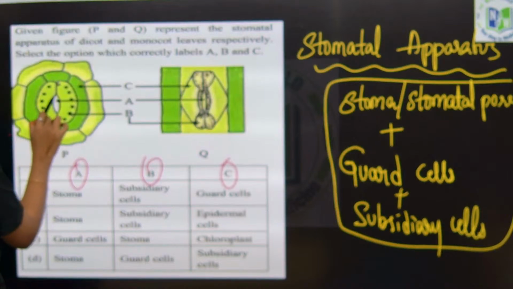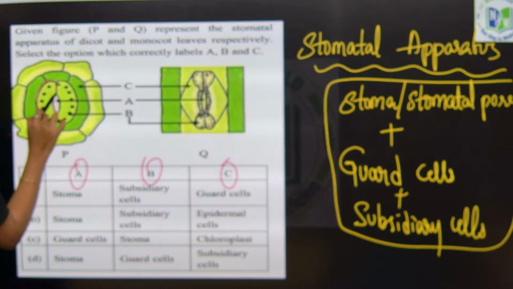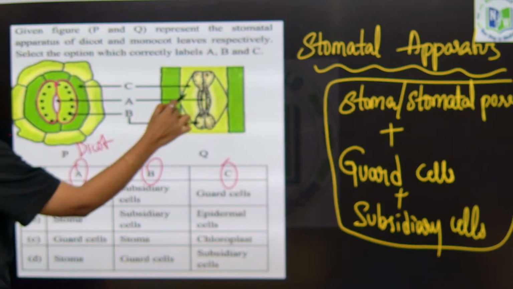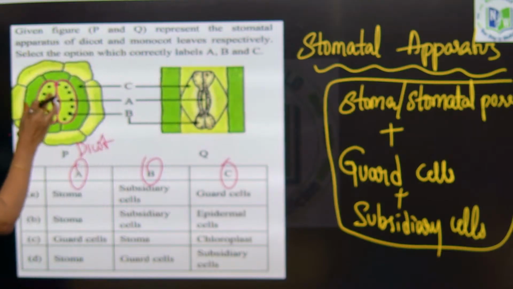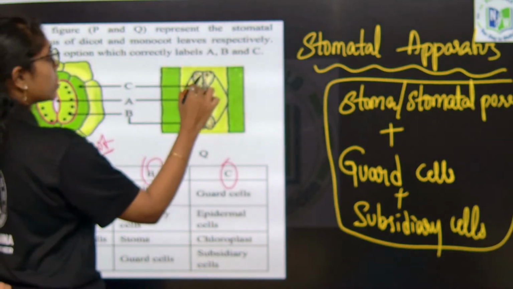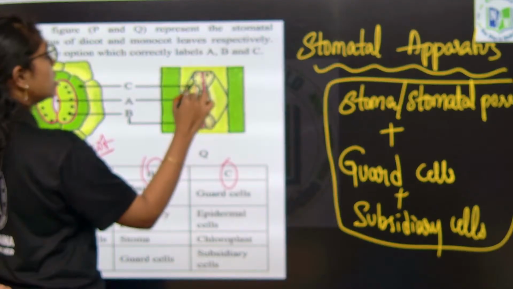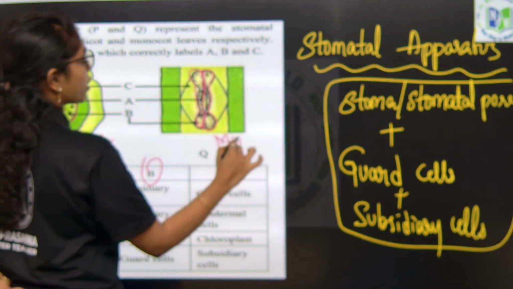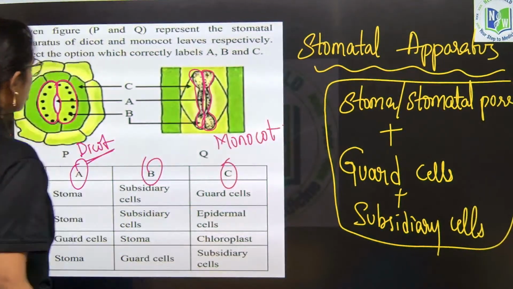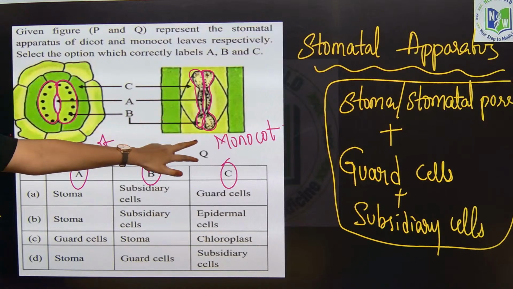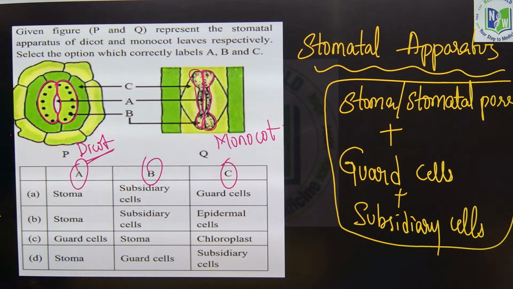So, the bean shaped guard cells indicate this is a dicot leaf, and dumbbell shaped guard cells indicate this as monocot leaf. Fine. So, here in dicot leaf it has what? Bean shaped guard cells, and in monocot it has dumbbell shaped guard cells.